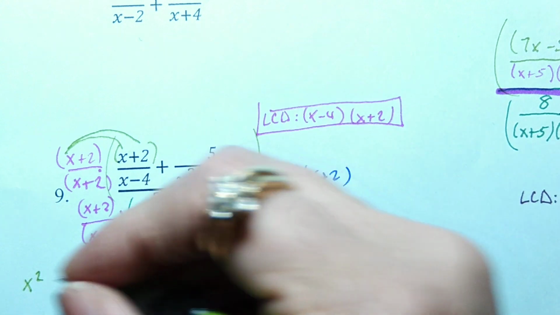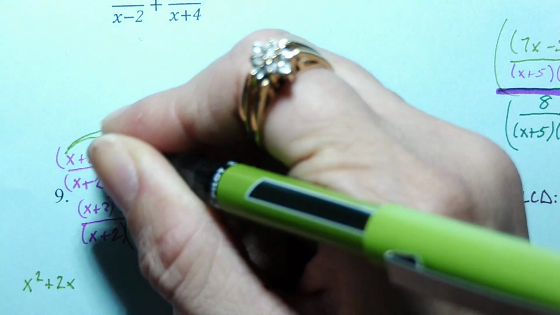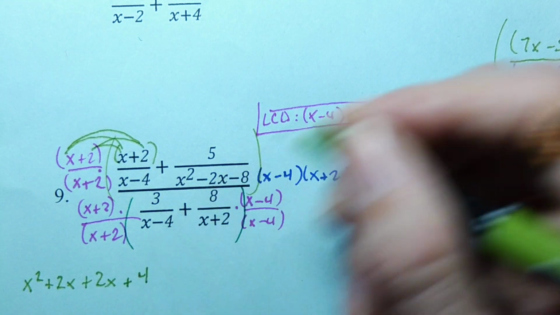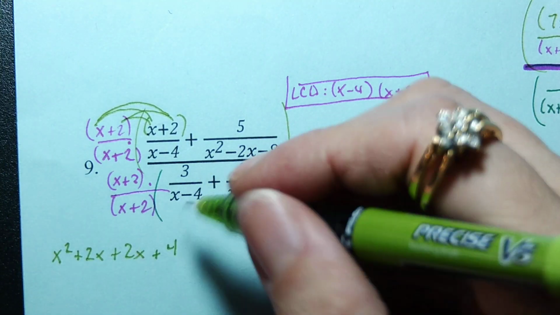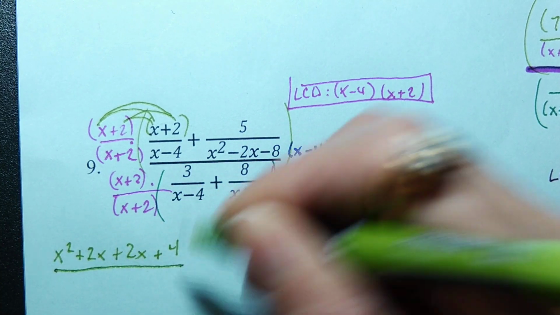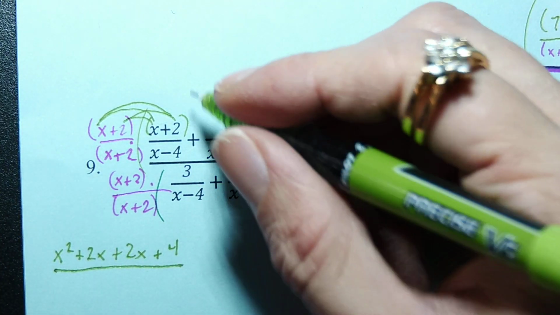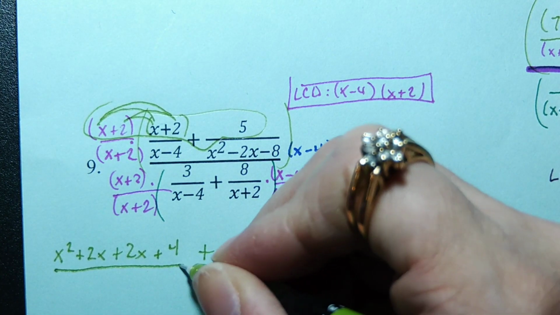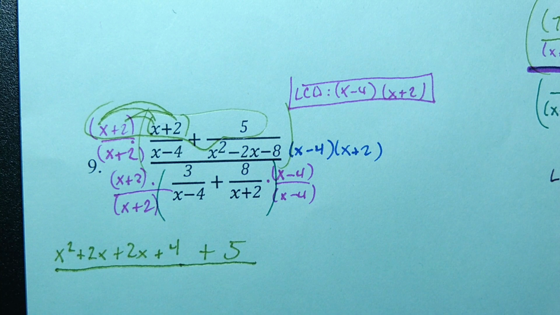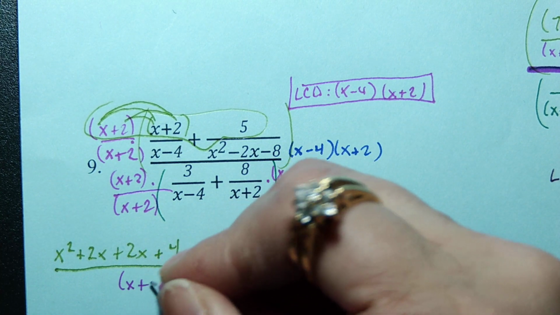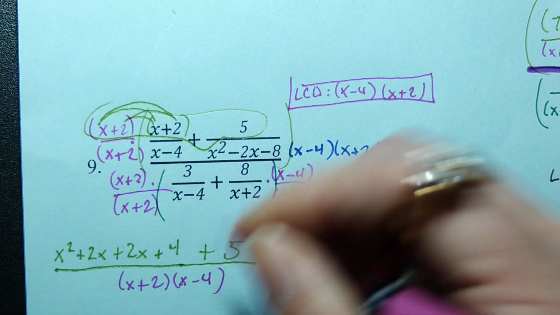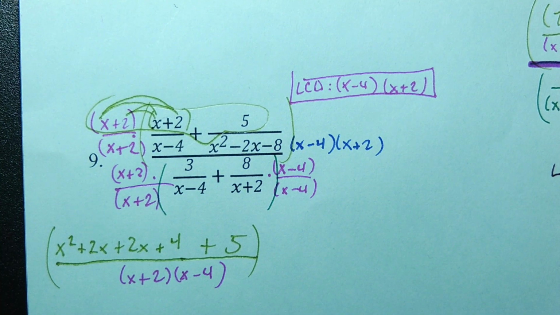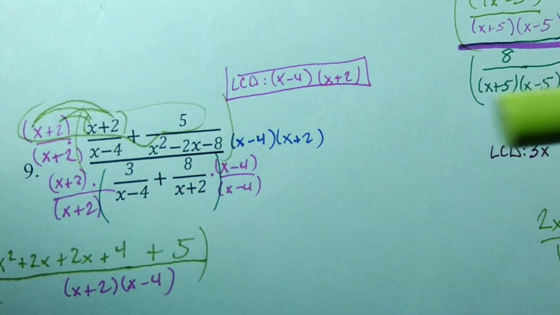X times 2, 2x. 2 times x is 2x. And 2 times 2 is 4. So there's just the first part. And then I'm going to add that to 5. And just to save me a little bit of work, I'm going to put that over the LCD. So there's the top, more or less. Going to be less once we simplify that.